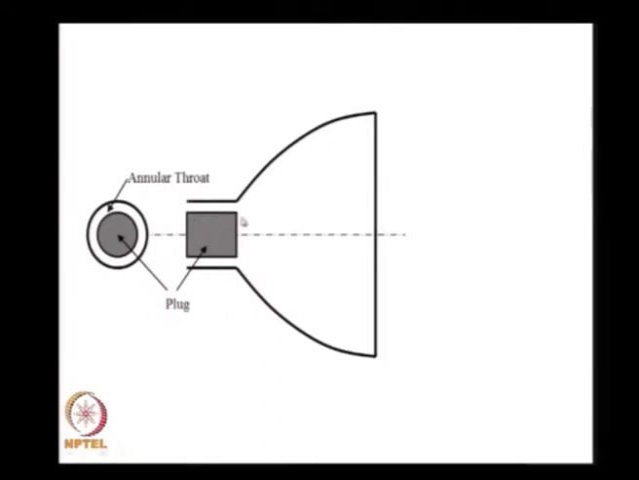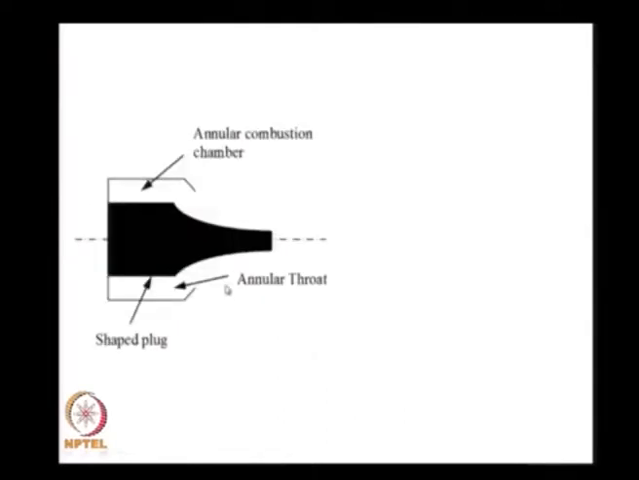This is a plug nozzle. I put a plug here. I have an outer surface which guides the flow. The inner surface is free, therefore it can adapt to the flow. What you have is an annular throat instead of having a diametrical throat over here. This is what we say is a plug nozzle or a spike nozzle. I have a spike over here.